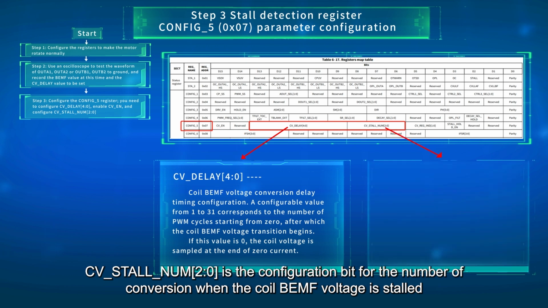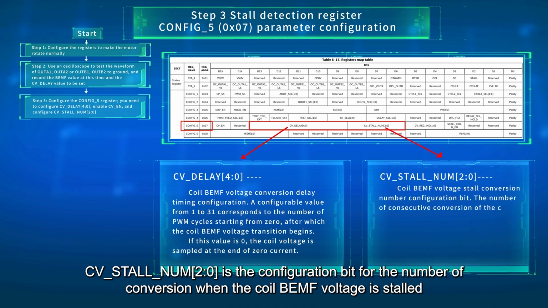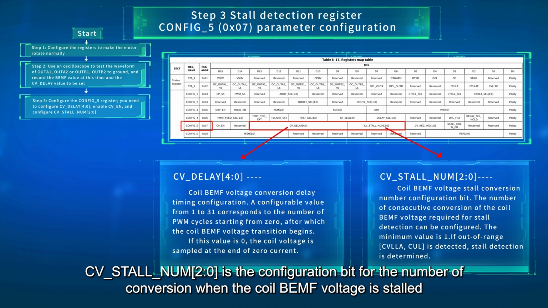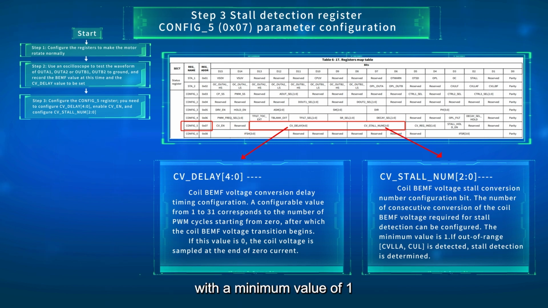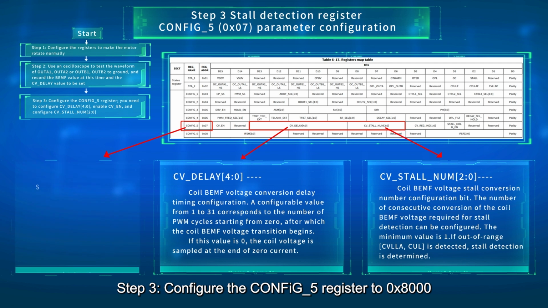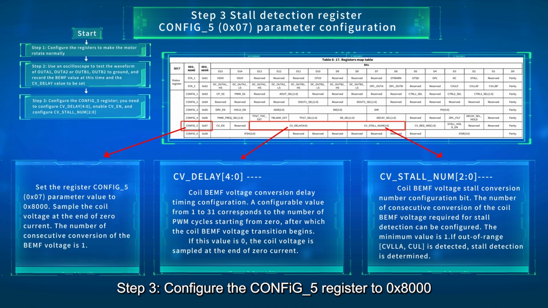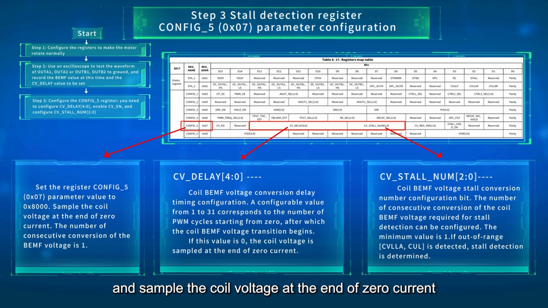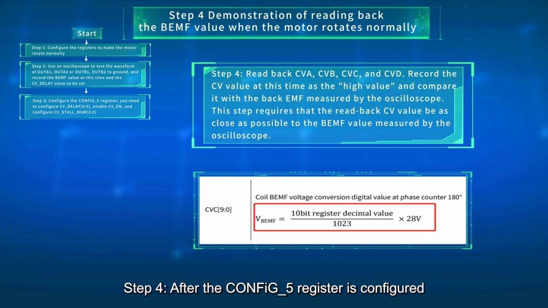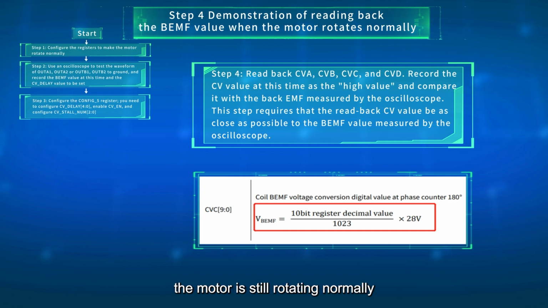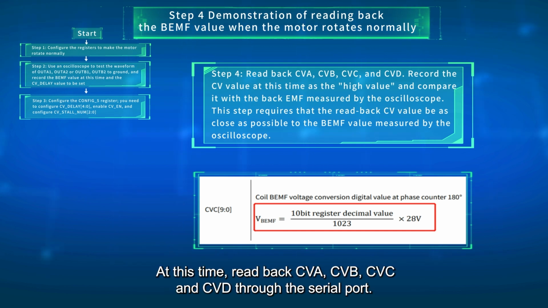CV stall is the configuration bit for the number of conversions when the coil BEMF voltage is stalled. The number of consecutive conversions of the coil BEMF voltage during stall detection can be configured with the minimum value of 1. Step 3. Configure the config5 register to 8000 and sample the coil voltage at the end of 0 current.